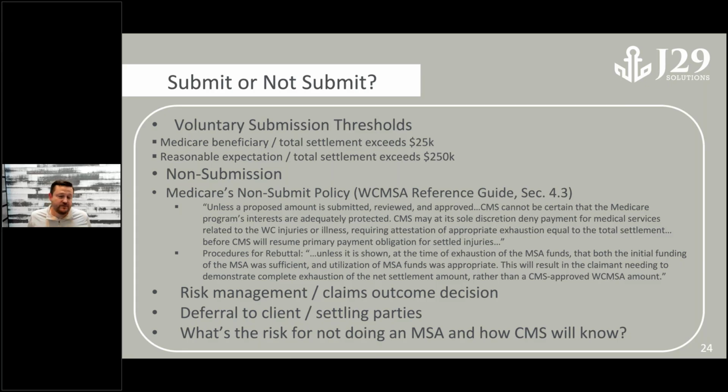Now, for probably the last 10 years or so, there's been a movement afoot in the industry to look at non-submission as a viable option. And I'm agnostic with respect to submit or not submit. I think it's the party's discretion. It's a risk management decision. I think in certain cases it can come down to a claim by claim decision with respect to the viability of settling a claim. I certainly can see it both ways.